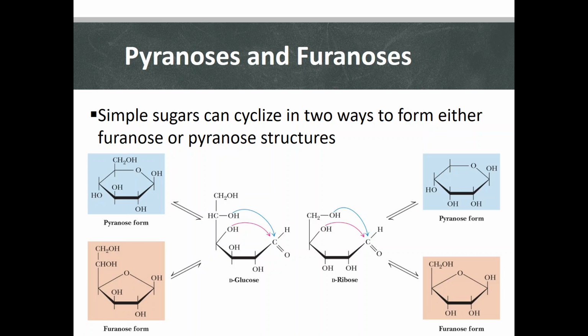You'll see a little bit later that for D-glucose, the pyranose form is actually more stable than the furanose form. So just because you can doesn't mean that you always do. The same story is true for D-ribose as well. So you can form the pyranose or furanose forms, and this is all dependent upon whether or not you have a nucleophilic attack from your C4 or C5 alcohol.